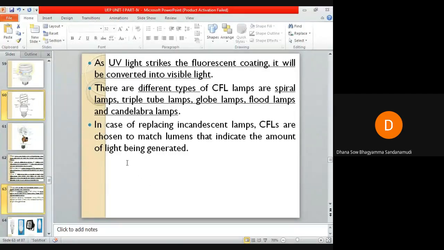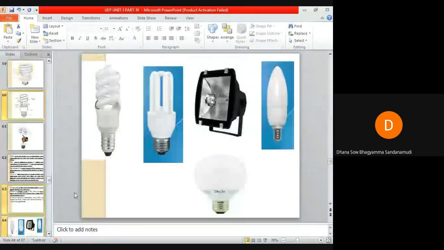So there are different types of compact fluorescent lamps. They can be spiral type, they can be tubular, they can be flood type, they can be candela type, or they can be globe type.